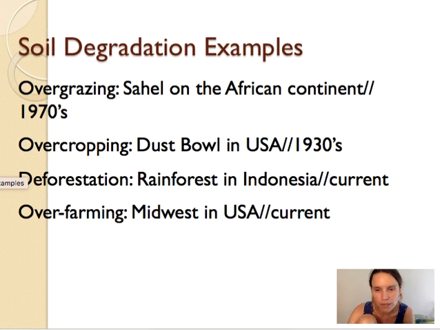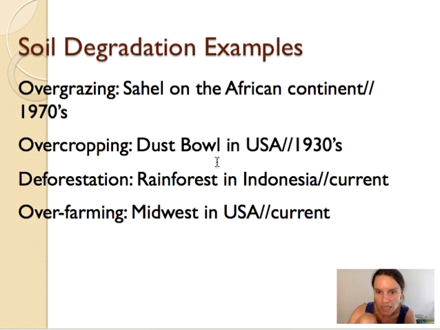So when you look at soil degradation, there are some significant examples of these causes of degradation that we were just discussing. Overgrazing happened in a really significant way on the African continent in the 1970s. You might remember that there was a big famine, and part of this was due to a drought, but part of it was due to misuse of limited land that was available for agriculture.